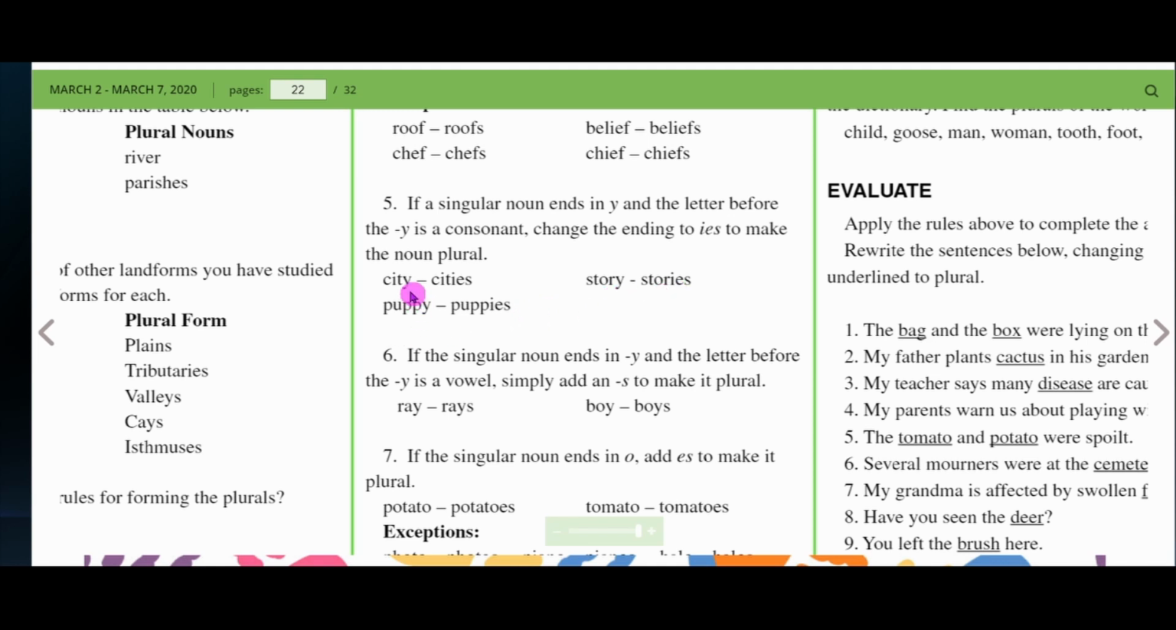Now, before the Y, we had the T, which is a consonant, not a vowel. So we change the Y to I and add ES. Before the Y, we had P, not a vowel. So we change the Y to I and add ES. And the same thing for story. Before the Y, we have R, another consonant. So we change the Y to I and add ES.